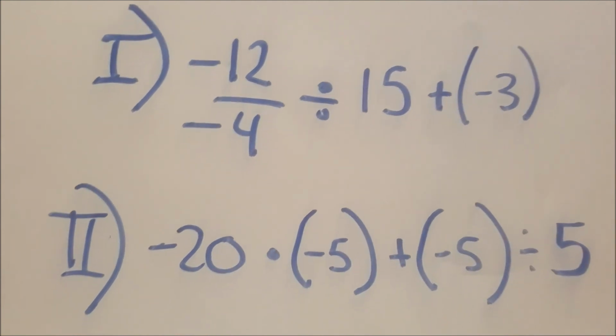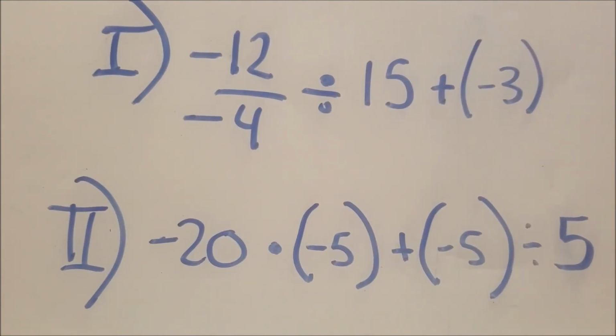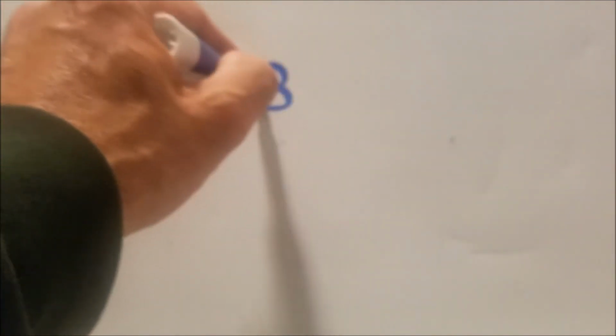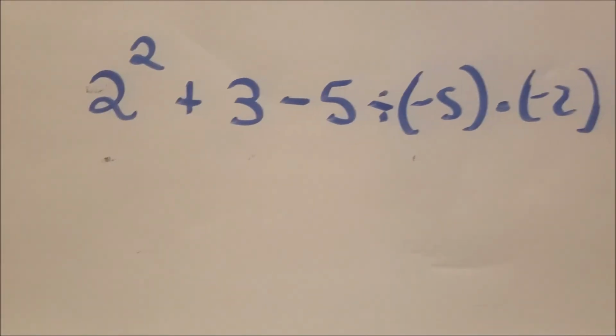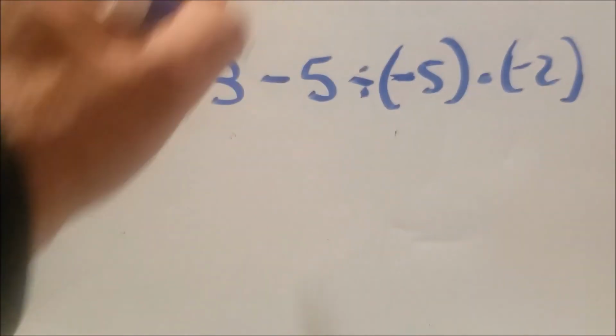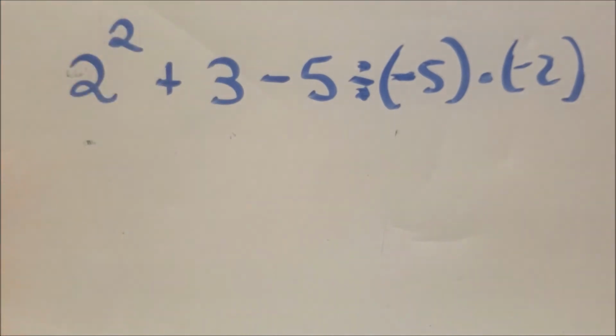Okay, here's the first 2 questions that you have to hand me today for the video assignment. So let's say I had 2 squared plus 3 minus 5 divided by negative 5 times negative 2. Let's bring that over so you see it. Now again, these aren't parentheses. This is just blocking the negative sign. Otherwise it says divide minus, right?